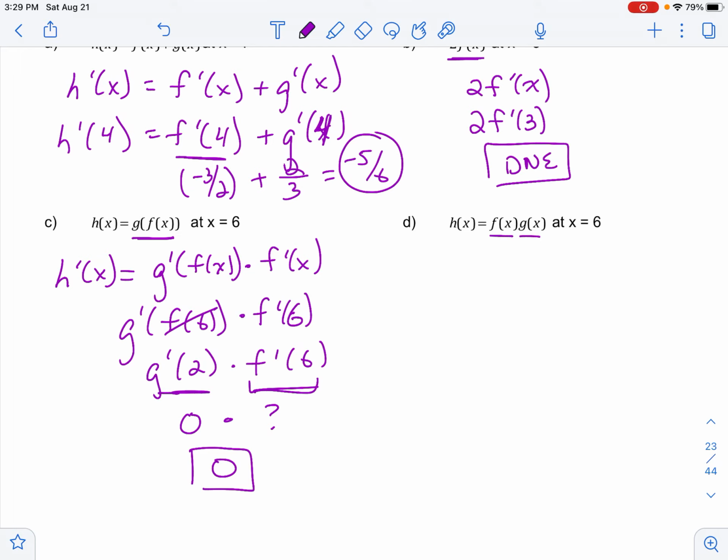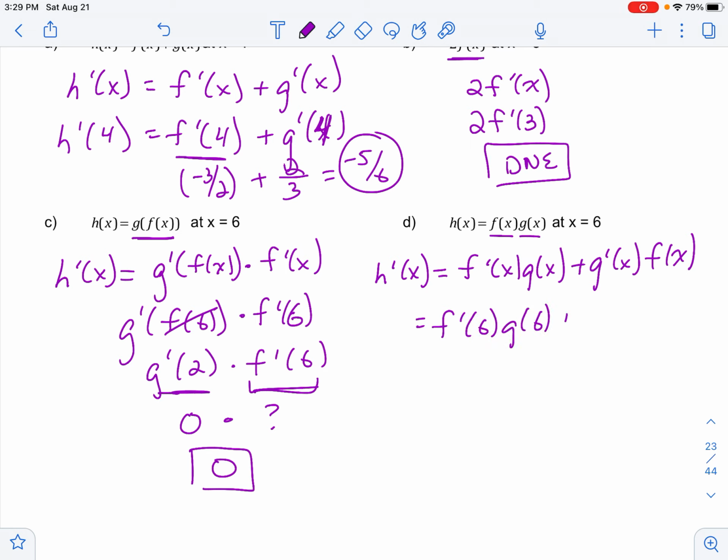The next piece is your product rule. So the rule says we take the derivative of the first times the second plus the derivative of the second times the first. And I'm going to go ahead and plug in 6. G of 6 plus g prime of 6, f of 6. And I'm going to find all these values from the table.